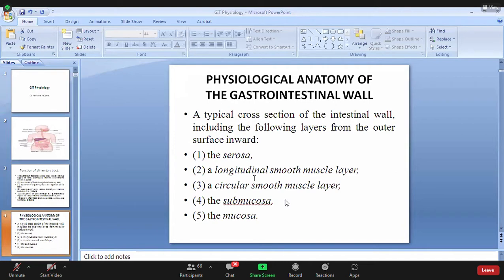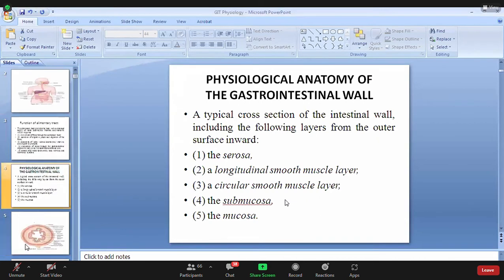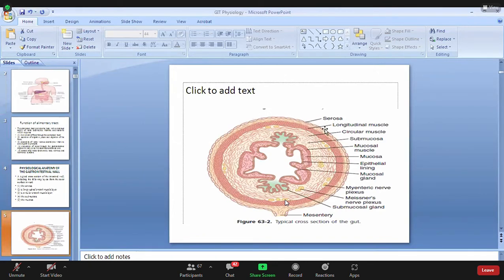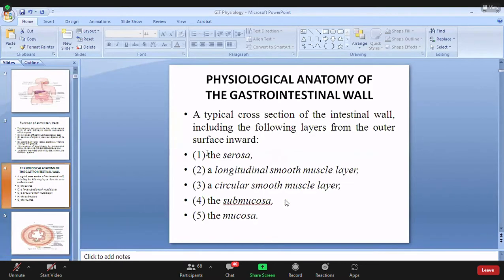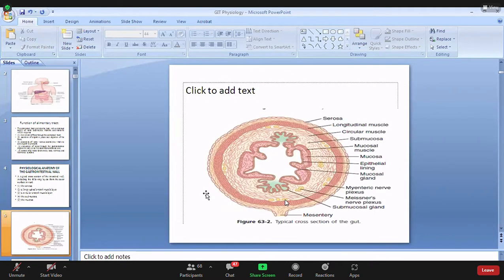So the physiology, if we go through a typical cross section in the intestinal wall, then we will find the layers from outside to inside. These layers should be like this. Outer lining is called the serosa. Then তারপরে কি হবে? Muscular layer, outer longitudinal, inner circular muscle layer, then submucosa and mucosa. Because these are the cross section of the intestinal wall. If we go from outside to inside, the lining should be serosa, outer longitudinal smooth muscle layer, inner circular smooth muscle layer, then submucosa and mucosa.